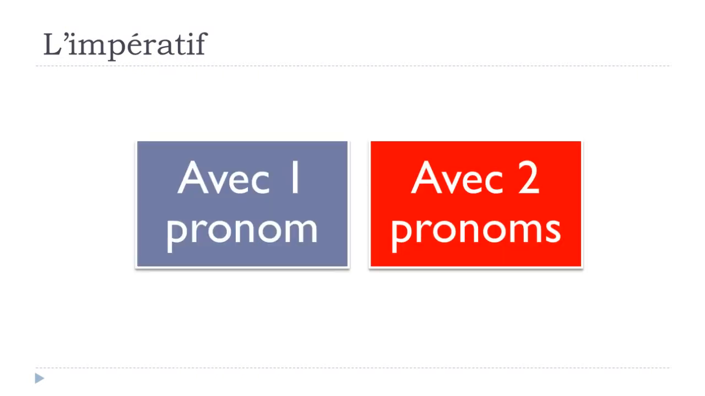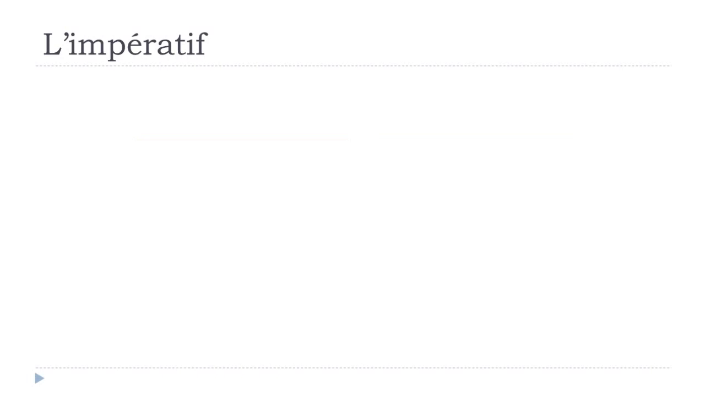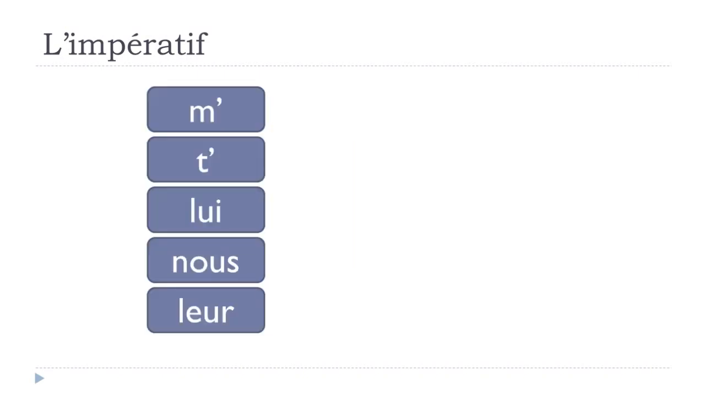Okay? Now, if you want to put two pronouns in your structure with the imperative, well, it's not really rare to use that, okay? But then, well, we've got some, of course, as usual, quite strict rules, and that's the thing. The first part that you will have will be me or m apostrophe, te or t apostrophe, lui, then nous, and leur, okay? So that will be the first thing that you will have to put, and after that will come your pronoun en, okay? That's normally the association of pronouns that we've got, okay? So let's see them in action.